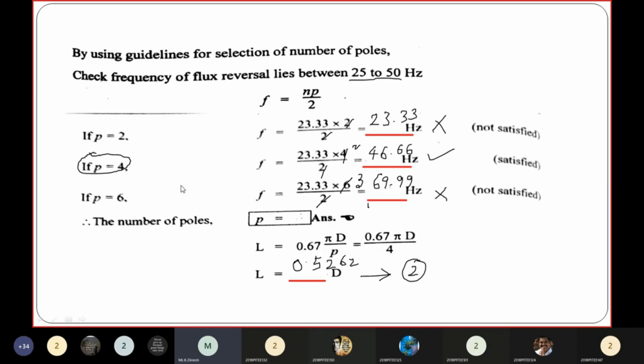So next point also we have to check, because in the forthcoming problem we have two number of poles. We have 4 is also satisfied, we have 6 is also satisfied. So in that case we have another eligible criteria. So அதை நம்ம அடுத்து பார்க்க போறோம். So இங்க வந்து F வந்து 69.99, இது வந்து more than 50 போறதுனால இது not eligible.